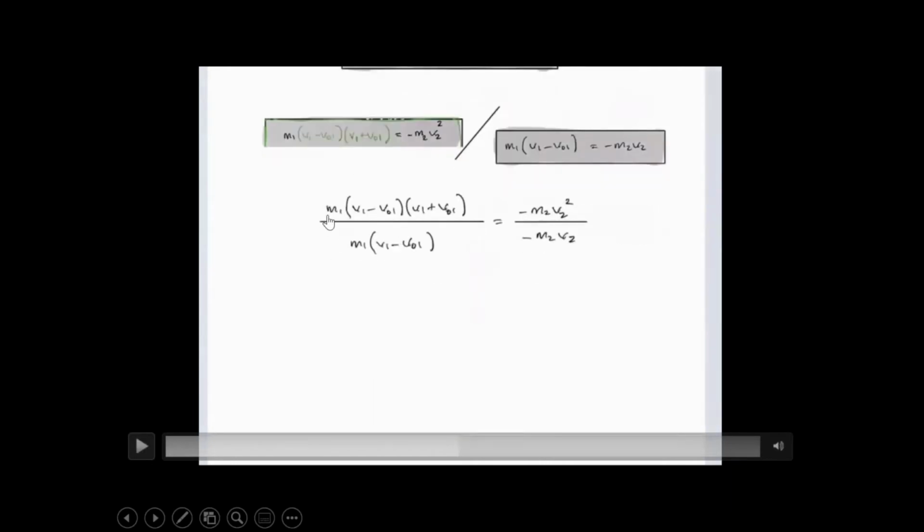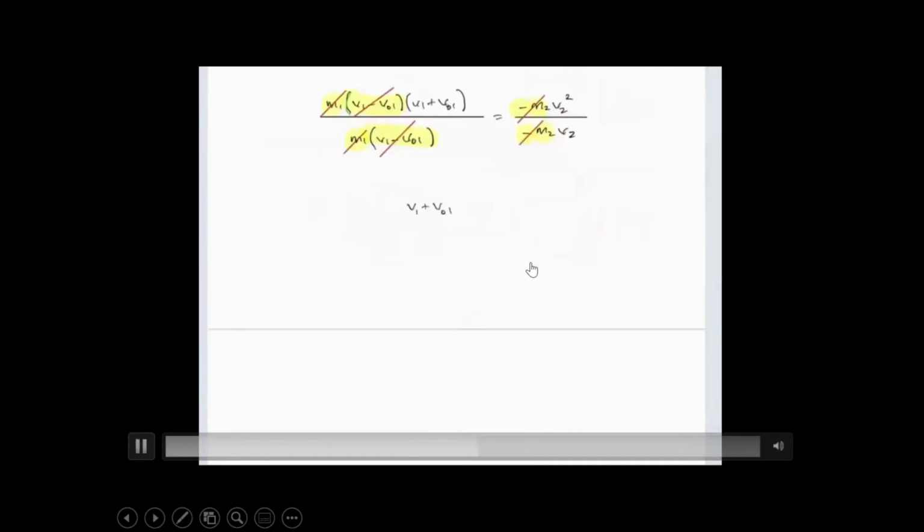Now for the common terms, m1 is common, m2 is common, negative divided by negative. The change in velocity for the first mass is going to be in common, so just cancel out those. On the right-hand side, the masses will cancel, the negatives will cancel. Oh, we're making some progress. And then this gives us an equation. It's my green equation. This is awesome.